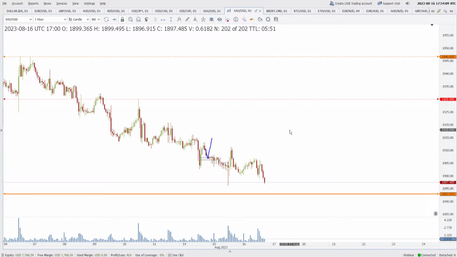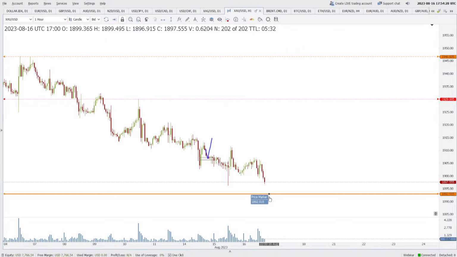Okay, so 1892 is the crucial level, Benny. Keep an eye on this one. If it is not holding, if you see that there is a clean close below this, then do not keep your position.